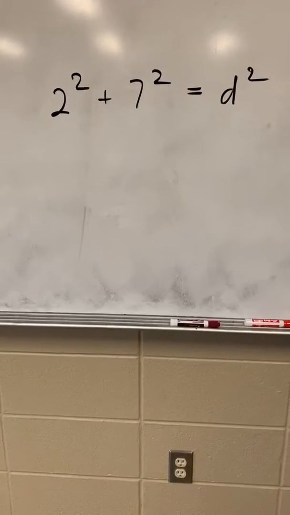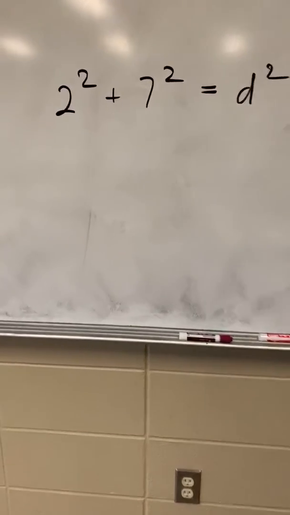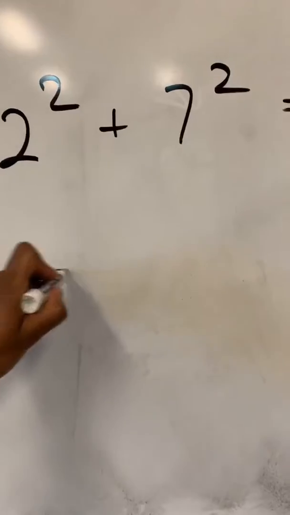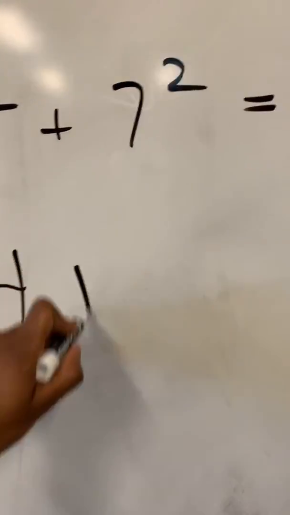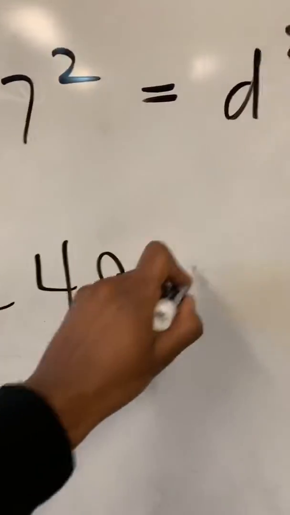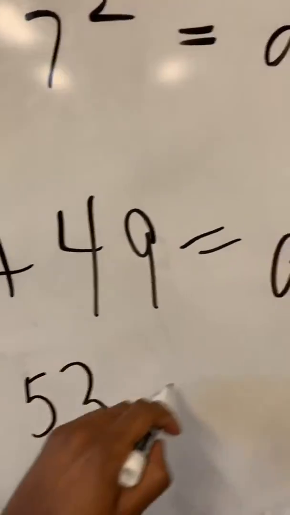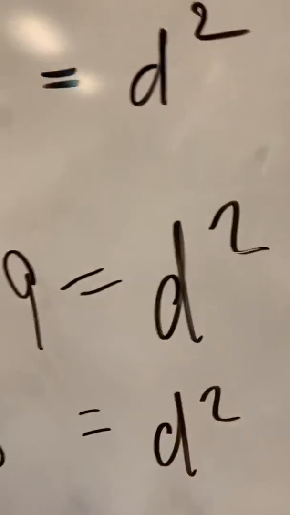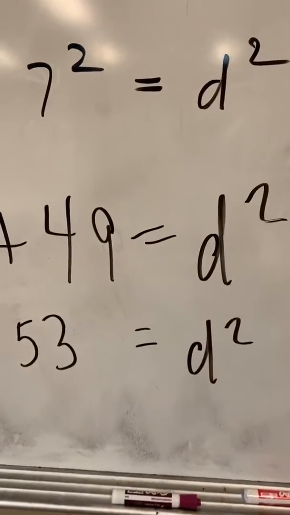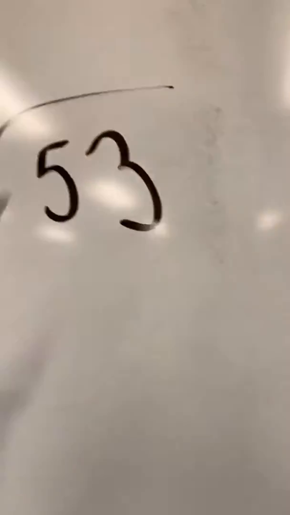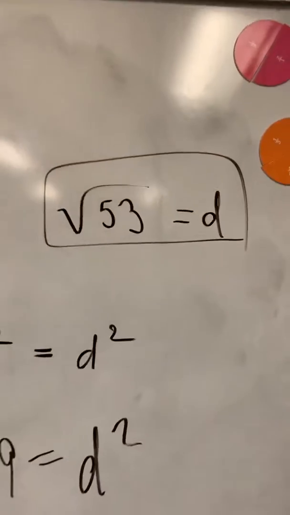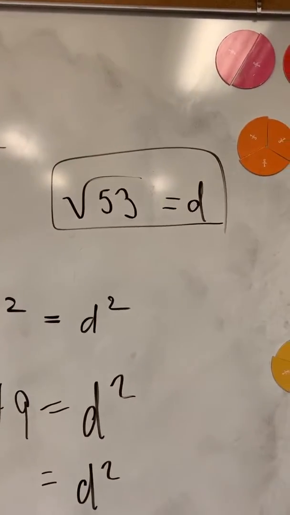I say 2 squared plus 7 squared is equal to d squared, which gives me 4 plus 49 is equal to d squared, and 4 plus 49 is 53. That's equal to d squared. And then all I do is take the square root on both sides. So the answer would be square root of 53 is equal to d. And that's your answer right there. Square root of 53 is equal to d.